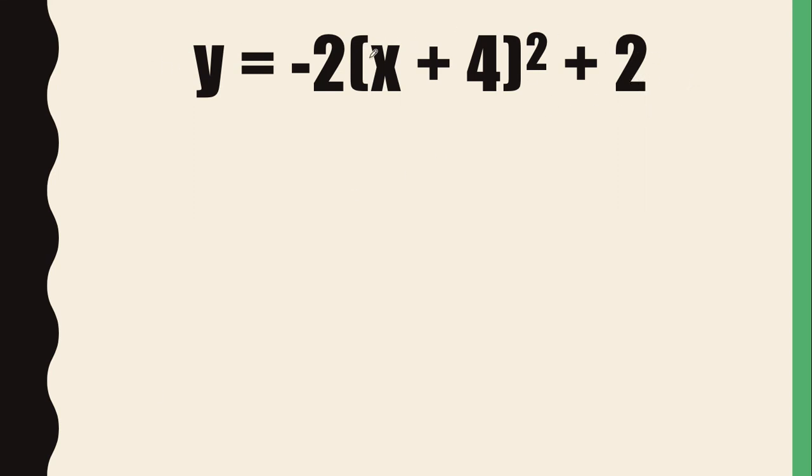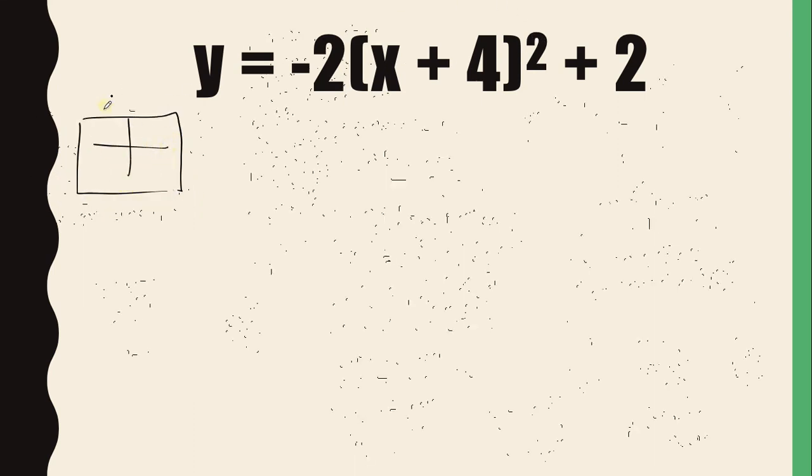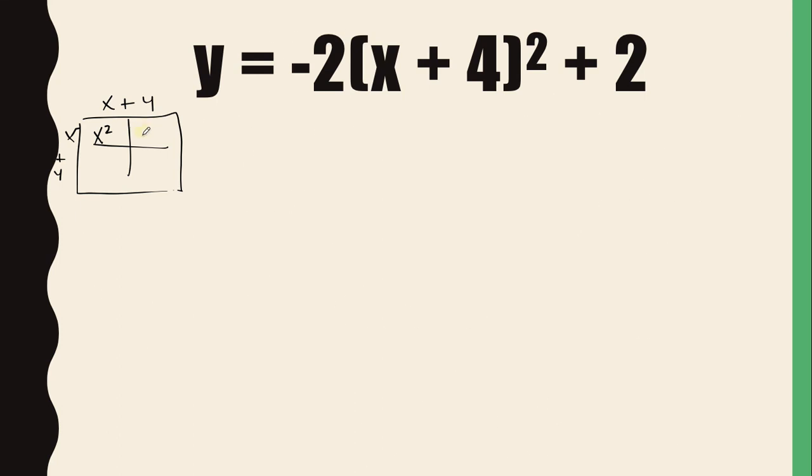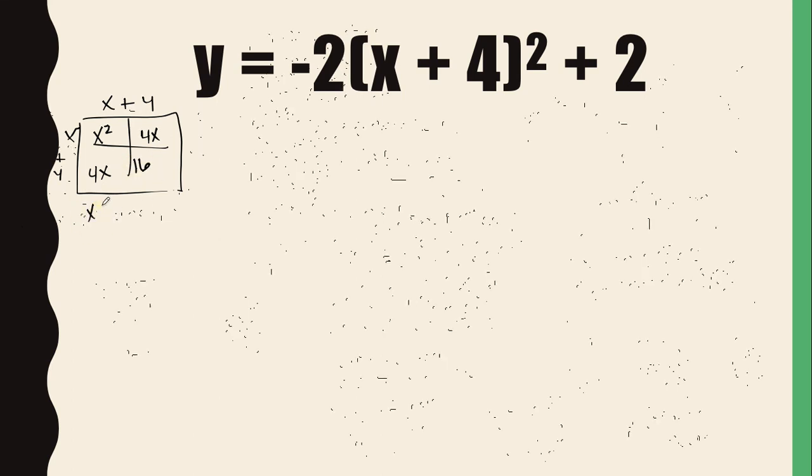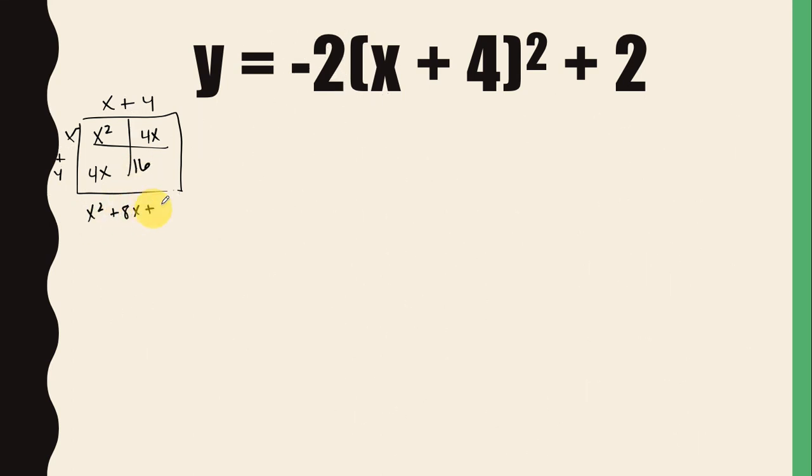All right, so I want to go from vertex form to standard form. First thing I need to do is look at parentheses. x plus 4, I can't do anything. So exponent, (x plus 4) squared. That's x plus 4 times itself. So x plus 4 times x plus 4. x times x is x squared. 4 times x is 4x. 4 times x is 4x. 4 times 4 is 16. So that's x squared plus 8x plus 16.